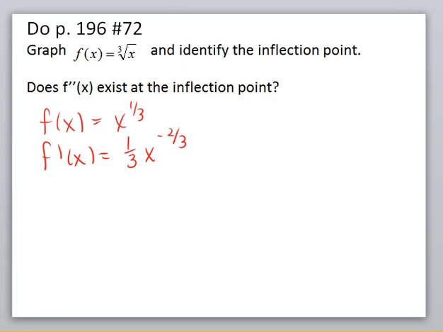Now, I do just want to go ahead and find the second derivative. I want to know about the point of inflection, so I'm not going to concern myself with critical numbers or anything like that. I'm going to get negative 2/9 x to the negative 5/3.